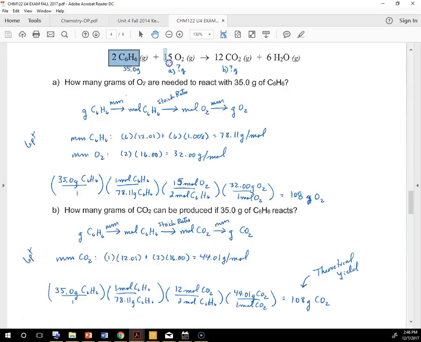So the moles of C6H6 in the denominator, because I want them to cancel, is going to be 2 moles. The moles of O2 in the numerator is going to be 15 moles, which seems like a big number, doesn't it? So things cancel there, giving me moles of O2, and I can get to grams of O2 if I use the molar mass of O2 right here. So that would give me grams of O2, and rounded to 3 sig figs, I got 108 grams of O2.